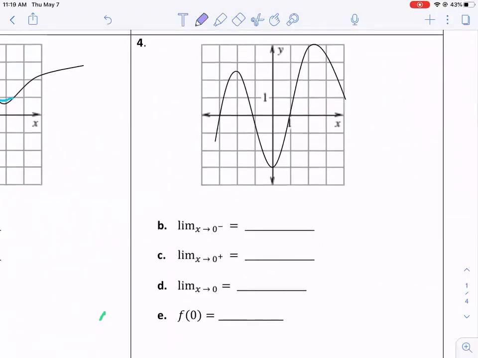Okay, maybe try to pause the screen and do this one yourself, but the limit as x approaches 0 from the left comes from there, so that is negative 3. The limit as x approaches 0 from the right is coming from the right side, and that is also negative 3, so that means your limit is negative 3. And f of 0 is just the point where x equals 0, and that is also negative 3.